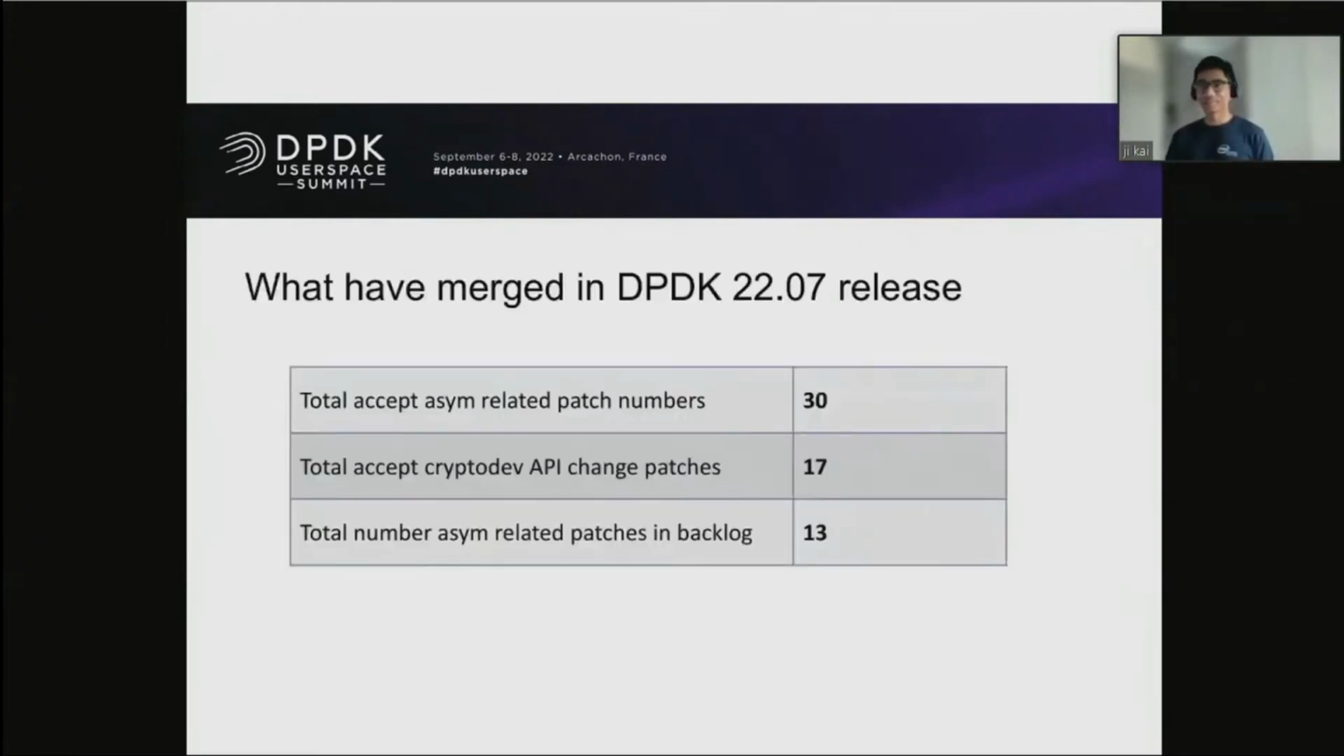Okay, now, what has emerged in the DPDK 22.07 release? About 30 patches have been accepted related to asymmetric crypto development since the beginning of 2022. Among those 30 patches, 17 of them are asymmetric Cryptodev changes on common data structures and APIs. At this moment, we also have about 13 patches related to asymmetric crypto in the patchwork backlog. Most of them are in V1 or V2 state. Now let's go to some highlight changes in 2022.